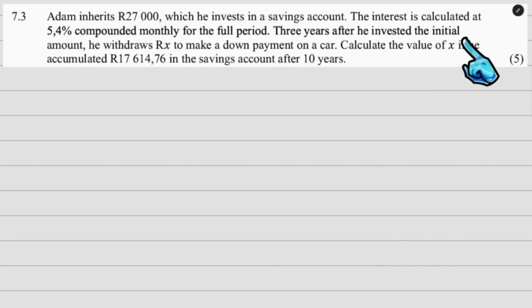3 years after he invested the initial amount, he withdraws an unknown amount of money to make a down payment on a car. We need to calculate the value of X if he accumulated that much in savings in the account after 10 years. So with withdrawals and deposits like this, you have to do a timeline. Timeline is the only way to go. So let's set that up quickly.